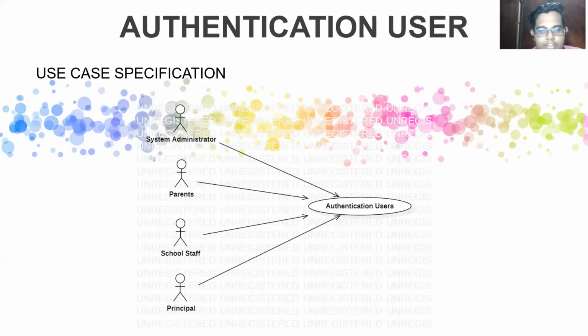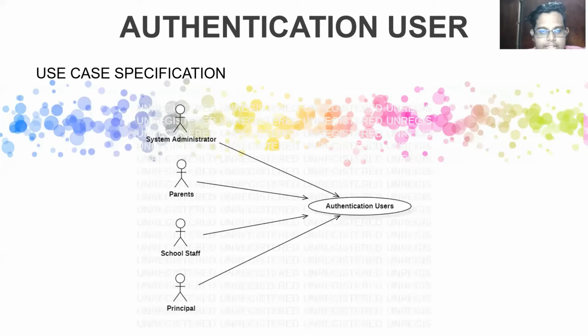After receiving the new password, parents, school staff, system administrator, and principal have to enter their identity card number and the password given by the system. After entering those details, they can click the login option to log into the system. For the authentication user, there is an exceptional flow, that is, an error message will appear if the actor inserts the wrong identity card number or password.